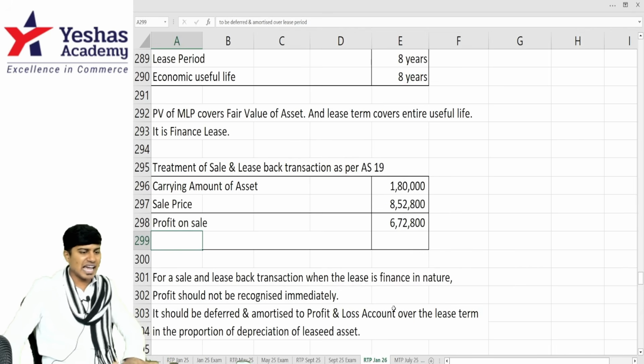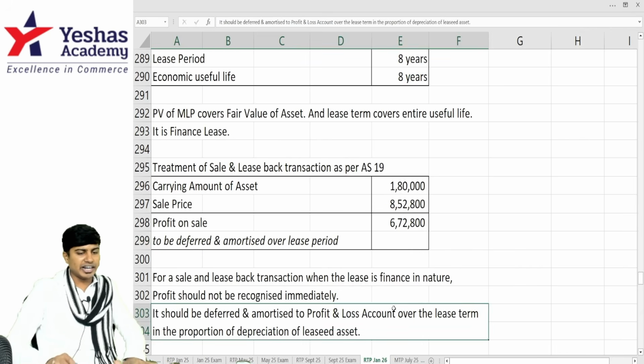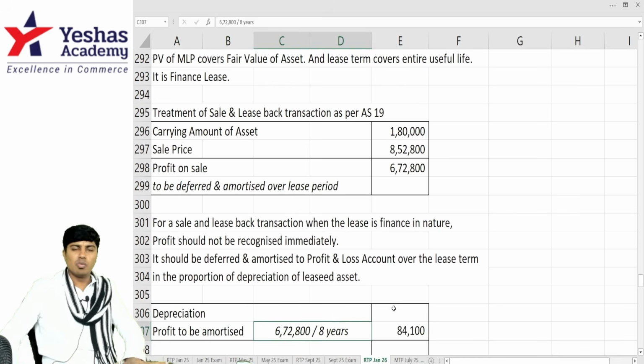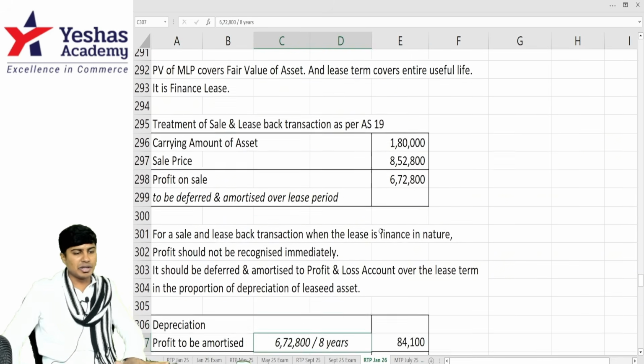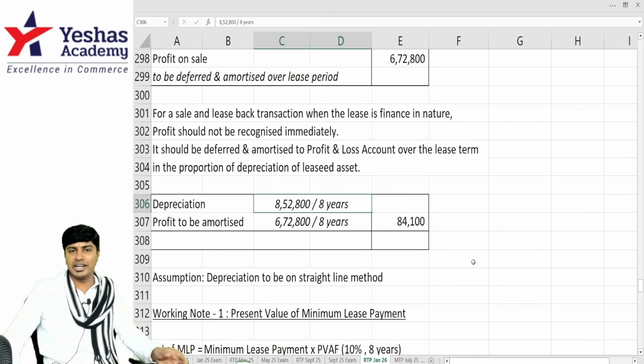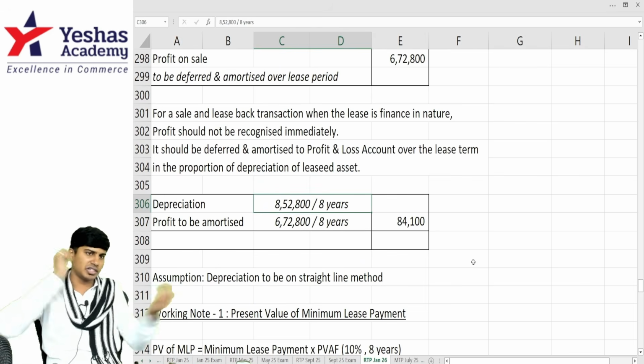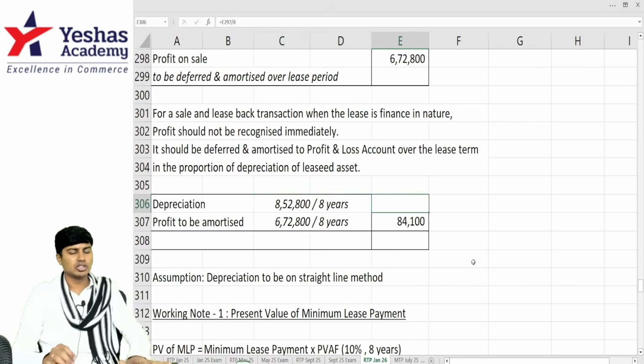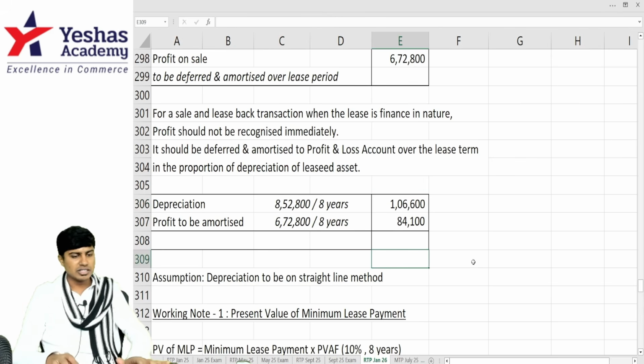So please do 6,72,800 divided by 8. 84,100. And that asset will be recorded and it will be depreciated over 8 years. 8,52,800 is the value at which it should be recorded and it should be depreciated over the period of 8 years, 1,06,600. This is the total charge on our P&L.